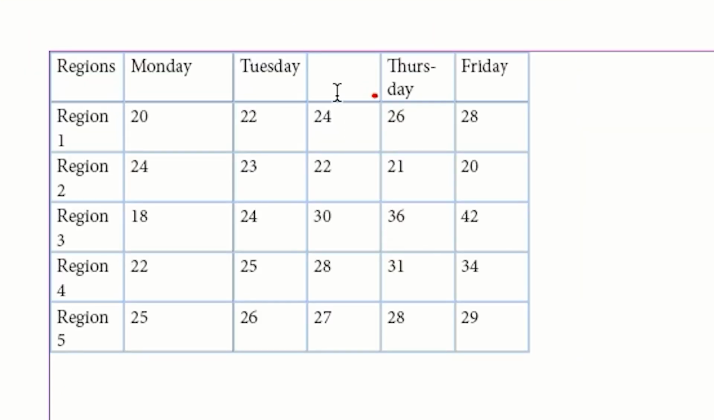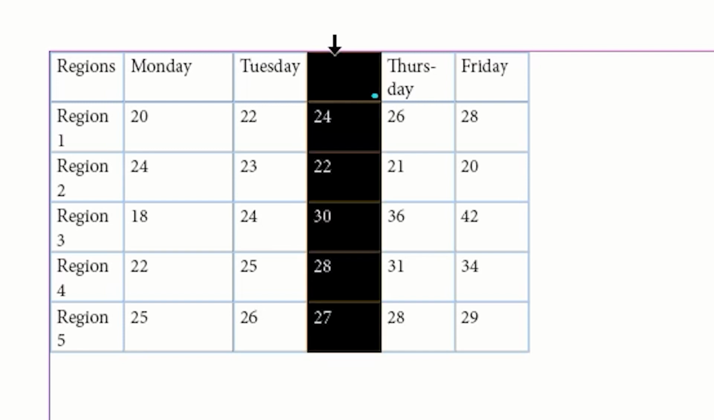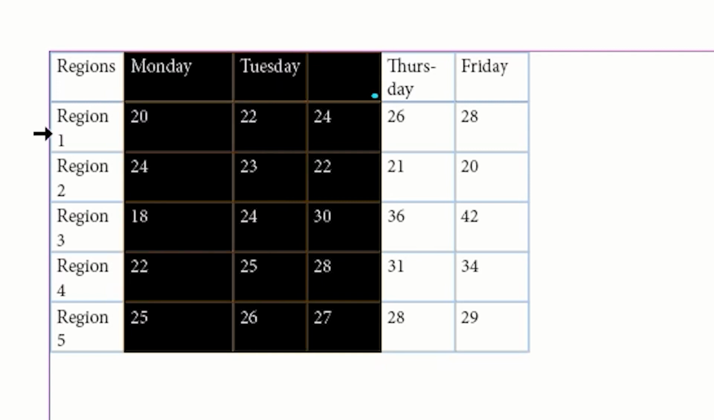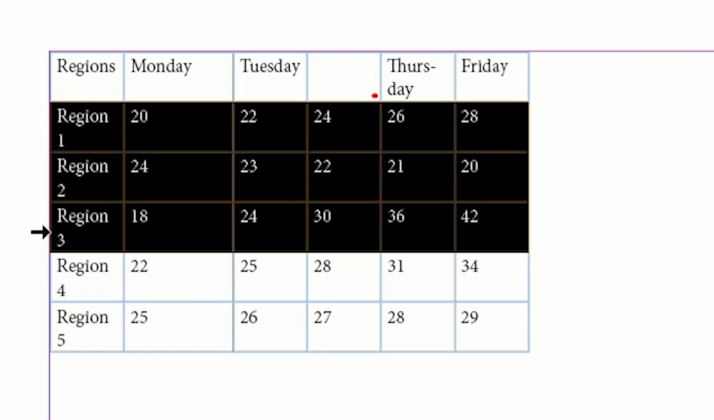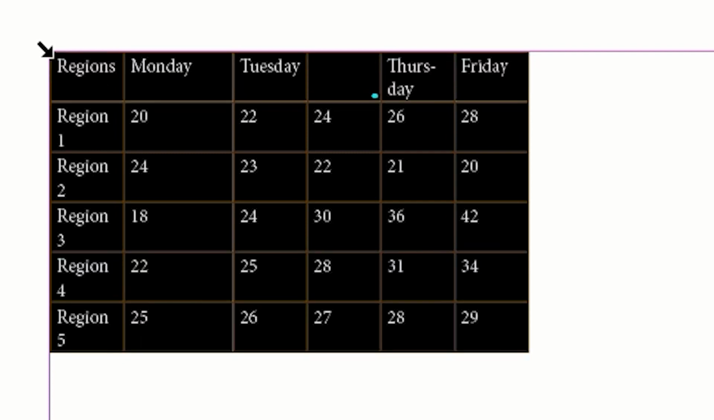At this point, I want to take a look at some table controls. If I hover at the top of a column, I will have an arrow pointing down, which will allow me to select an entire column or drag and select multiple. If I put my cursor at the beginning of a row, I will have the arrow pointing in, which will allow me to select an entire row or drag across to select multiple. If I wish to select the entire table, I will put my cursor in the upper left corner and locate the diagonal arrow, which when clicked will select all of the table's content.